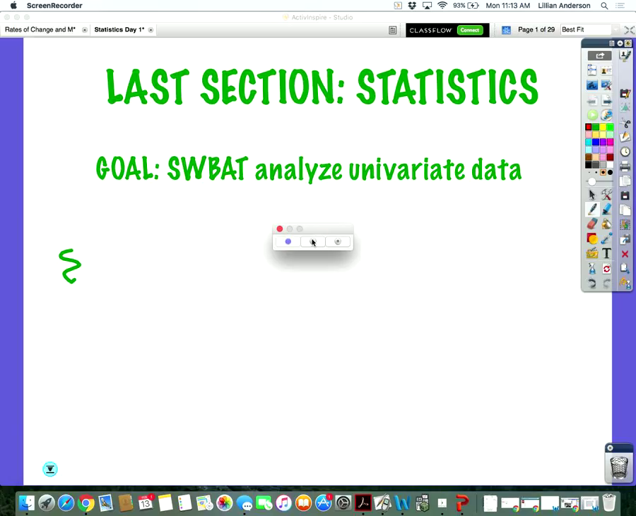We're on the last section that we're going to cover any new material. After this, it'll be just review for your IB exam in May. So we're going to be talking about analyzing univariate data. Statistics will probably take us into the middle of next week. I'm thinking about just quizzing on statistics, not testing, and then going from there. Okay?